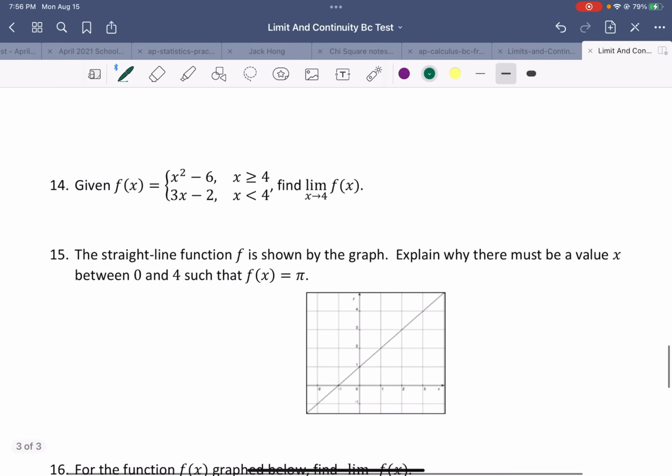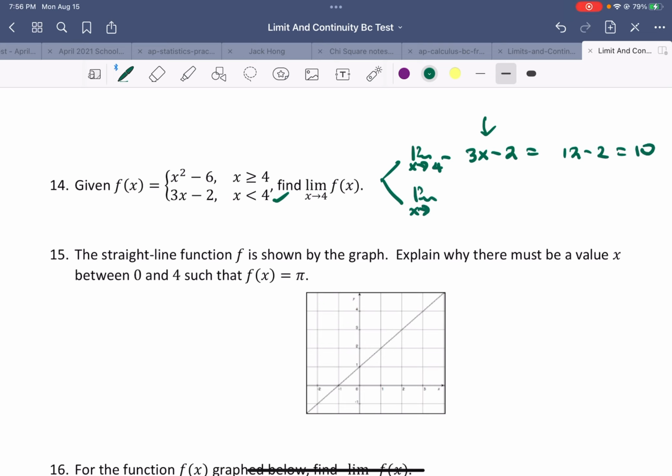Number 14. Okay. They give you a piecewise function, and then what is the limit as x approaches 4? So you do a one-sided limit, x approaches 4 from the negative side. For the negative side, I'm going to use this. So 3x minus 2. When you plug in 4 for x here, 12 minus 2 is 10. Now, what about the right-hand side limit? From the plus side, I'm using this, x squared minus 6. So 4 squared minus 6. So 16 minus 6 is 10.